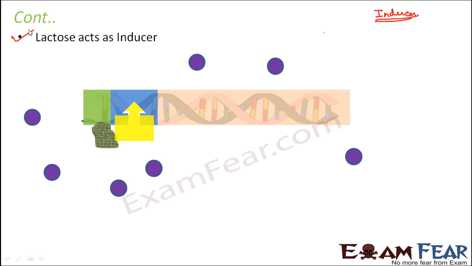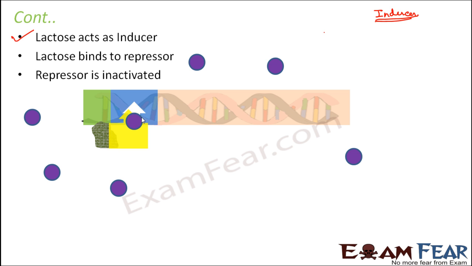So lactose acts as the inducer, something which induces something. So we'll see that. So what happens? One of these lactose molecules will bind to the repressor, the repressor which was bound to the operator. As soon as the lactose molecule binds to the repressor, there are some structural changes in the repressor, as a result of which the repressor is inactivated. So the bonding between the repressor and the operator breaks, and the repressor comes out of the operator. Now as soon as the repressor comes out, what happens?